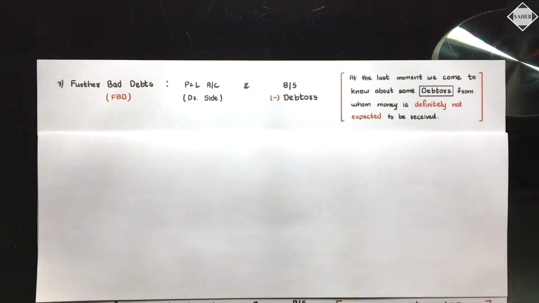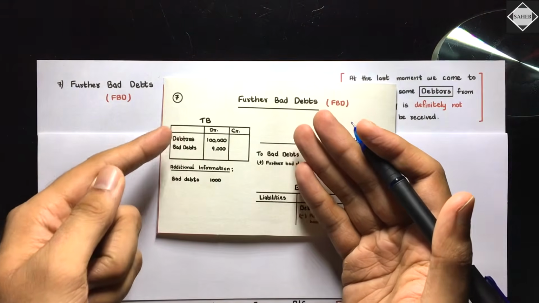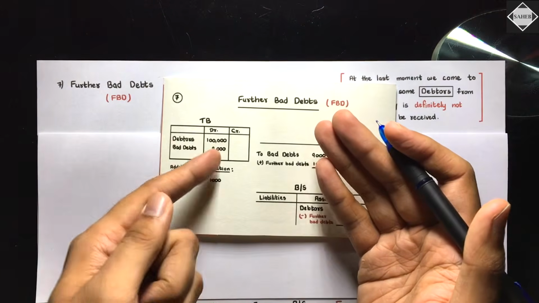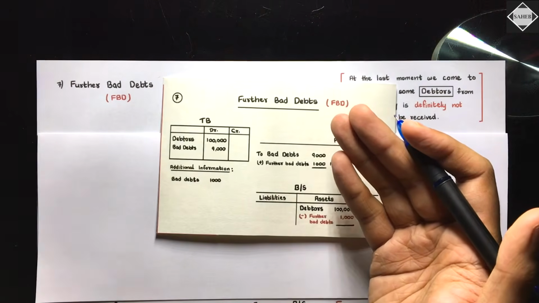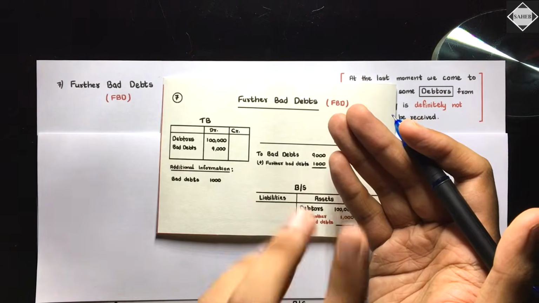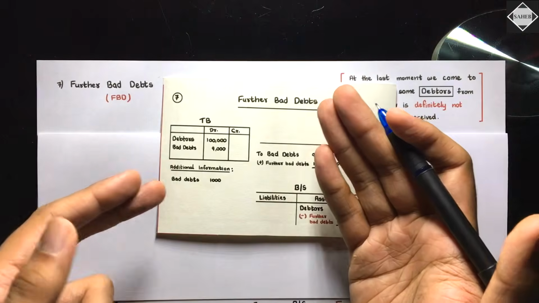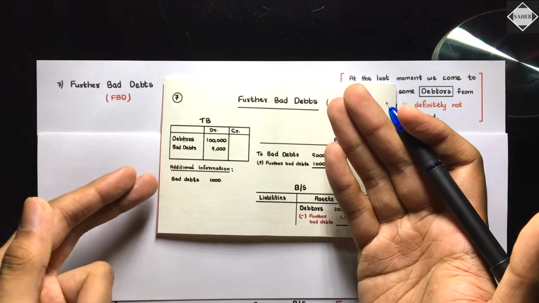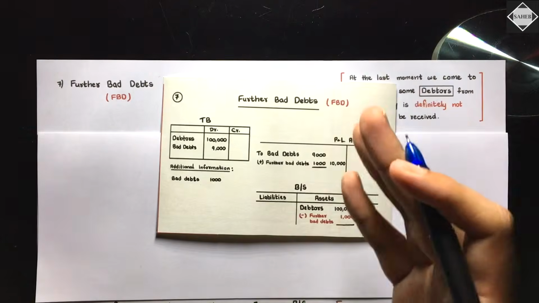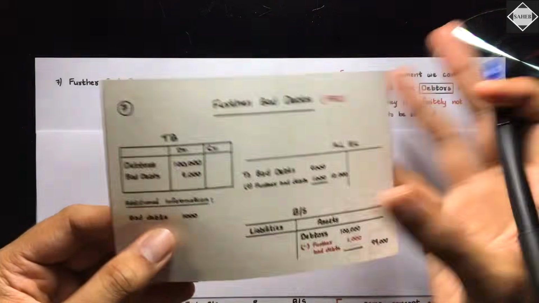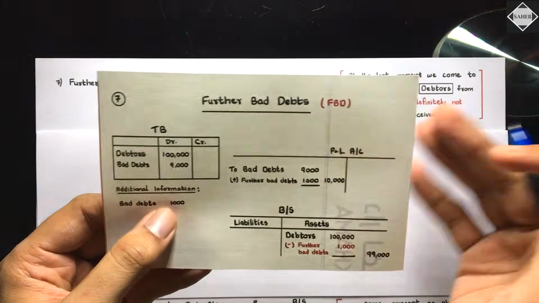Okay. So now how will further bad debts be treated? See here. In the trial balance, we have debtors 1 lakh, bad debts 9,000. Now these bad debts 9,000, this is normal bad debt which has happened in the current year and the junior accountant has completely accounted for it. Then in the adjustment, in additional information they are saying bad debts 1,000. What is that? That means further bad debts. Okay, this is your adjustment. No accounting of this has happened.